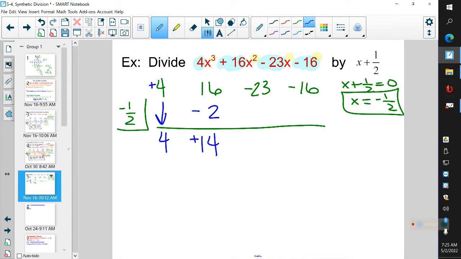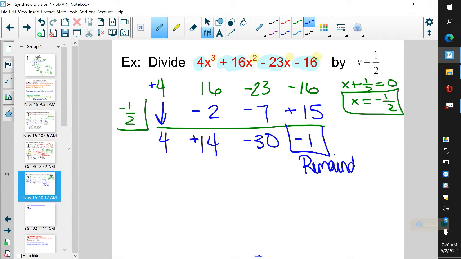A positive 14 times a negative is going to give me a negative outcome, and half of 14 is going to give me a 7. I'm going to add straight down. That gives me a 30. A double negative creates a positive, and half of 30 is going to be 15. And then I'm going to add -16 to that to give me -1. And what I just found is that since this is my remainder and it's not 0, it is not a factor.